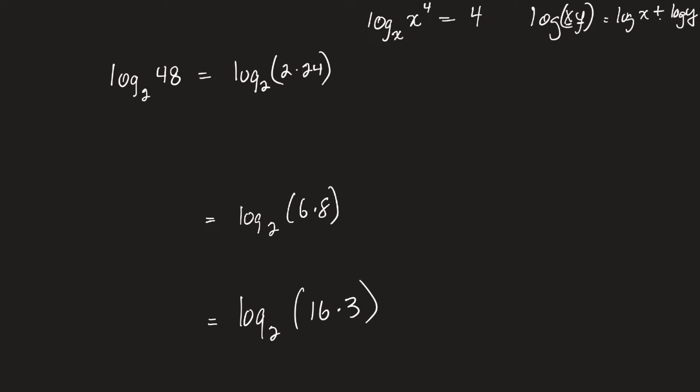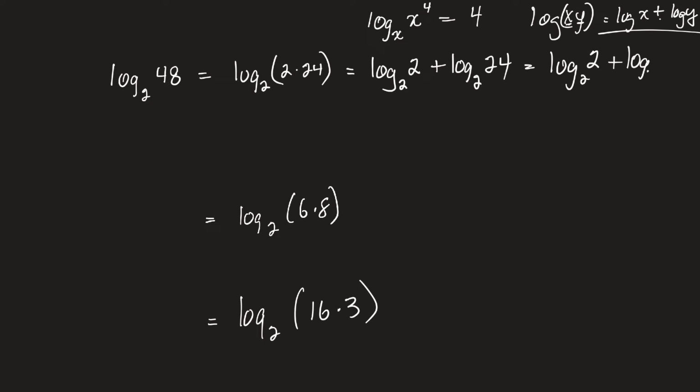Now, each of these then I could re-express as a sum of logarithms. So I could say log base 2 of 2 plus log base 2 of 24. See how that rule works? But now log base 2 of 24, I could re-express that. So it's log base 2 of 2 plus log base 2 of 24, which could be 12 times 2, or it could be 8 times 3. Why don't I use 8 times 3?